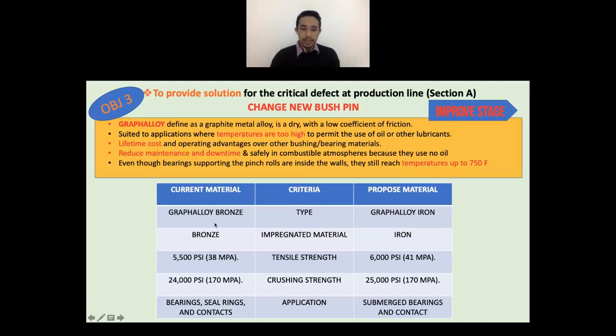So this is a current material, and then this is a proposed material. So the current material, they use a bronze. Okay, and then for the proposed material, I propose an iron. So there is a difference between these two materials at the tensile strength, crushing strength, and application. As we can see, current material 38 MPa, crushing strength 170 MPa, and application bearing, steering, and contact. The proposed is a little bit higher with 41 MPa tensile strength, and crushing strength is 170 MPa, and application submerged bearing and contact.